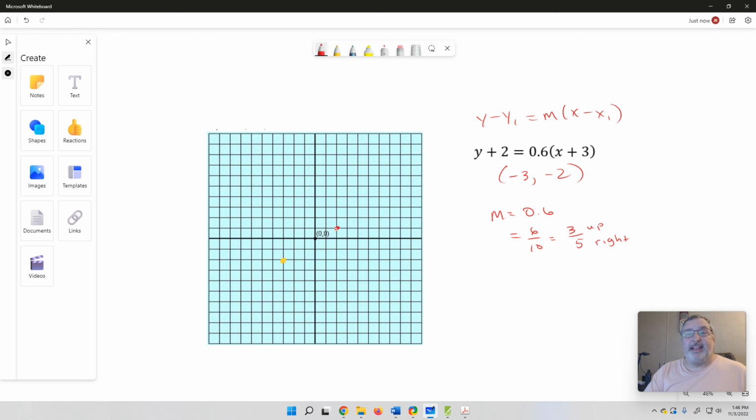There's 1 point. Again, like I said, you can do this multiple times in the same direction. I suggest at least 3 because that gives you that nice straight line. And then the opposite direction, down 3, left 5. And then just draw your line.